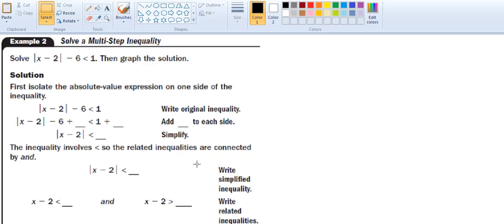Okay, turn to page 137. Example 2 isn't a real big addition or a big learning here. The only thing you're going to see that's a little different is it's got this extra minus 6 there.